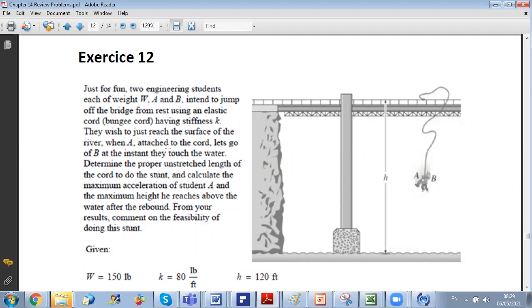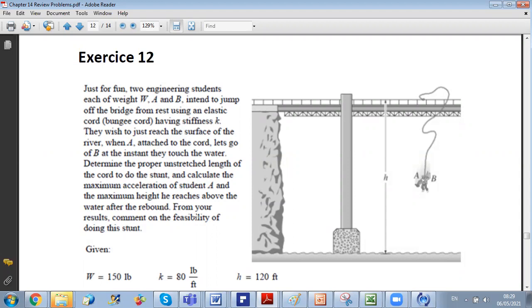Determine the proper unstretched length of the cord to do the jump and calculate the maximum acceleration of student A and the maximum height he can reach above the water after the rebound. From your result, comment on the feasibility of doing this jump.